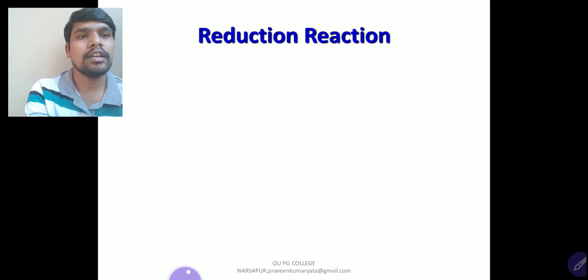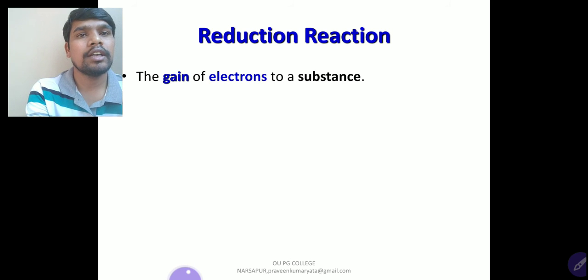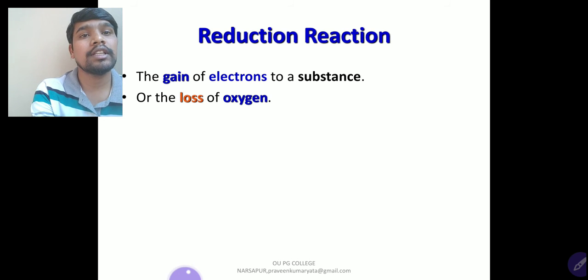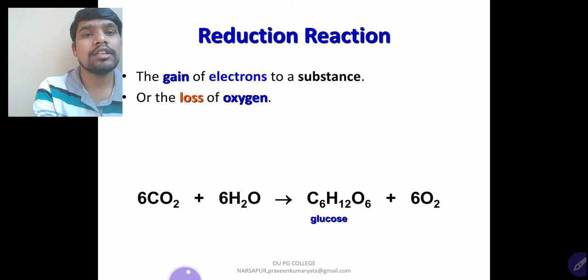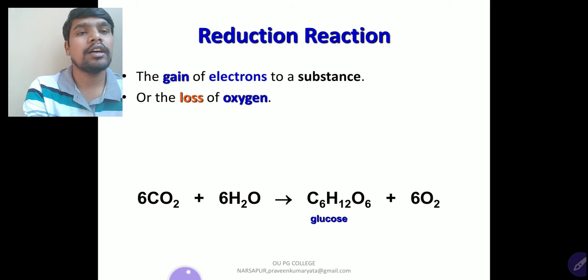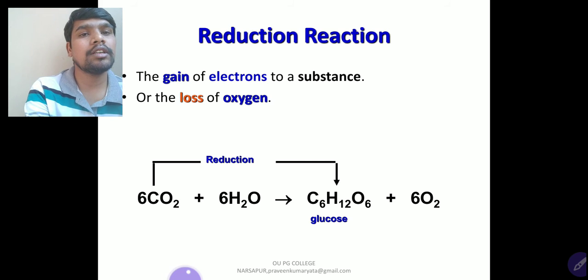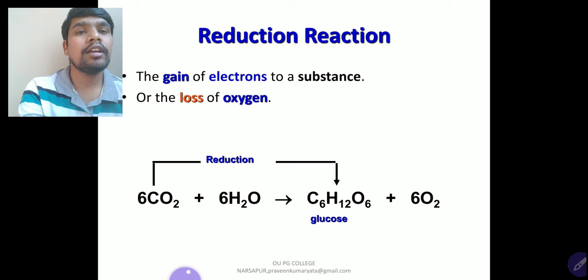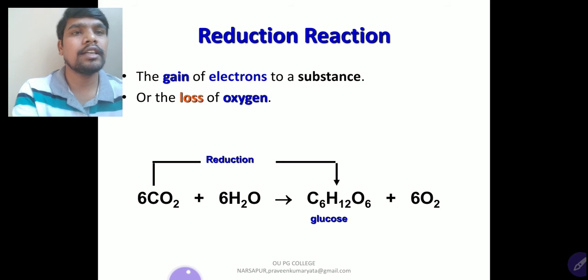Whereas a reduction reaction means the gain of electrons to a substance or loss of oxygen. Here, 6CO2 plus 6H2O, from the carbon dioxide, glucose will form. This is the reduction reaction. In this reaction, the CO2 loses oxygens or gains electrons. This is the reduction reaction.